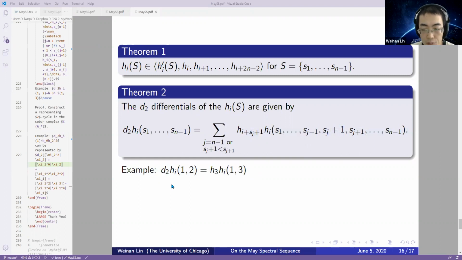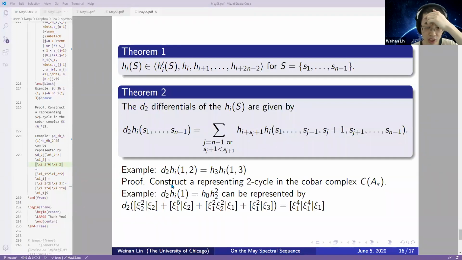Okay, and how to prove it? I'm using a very straightforward approach. I use the cobar complex for the Steenrod algebra.